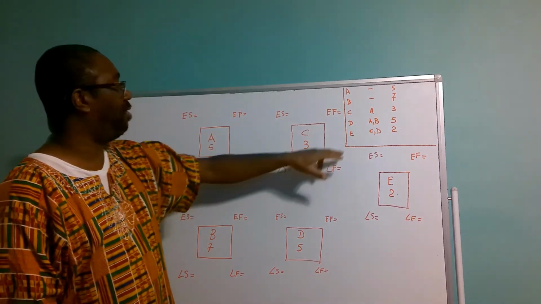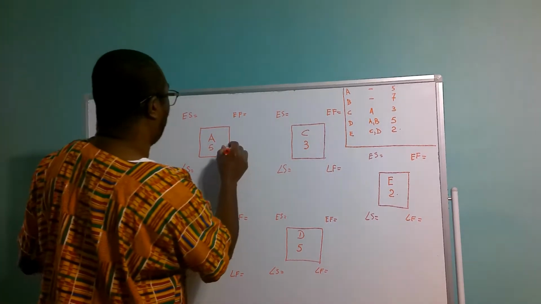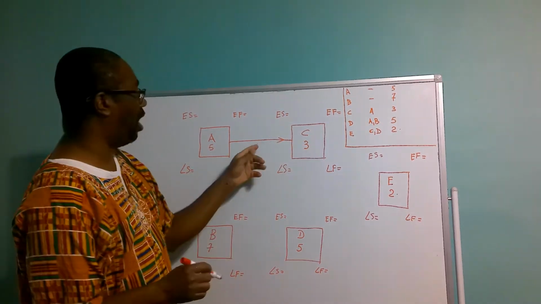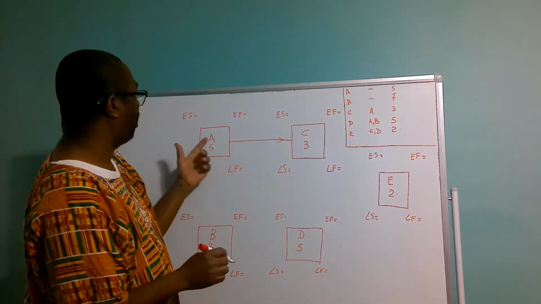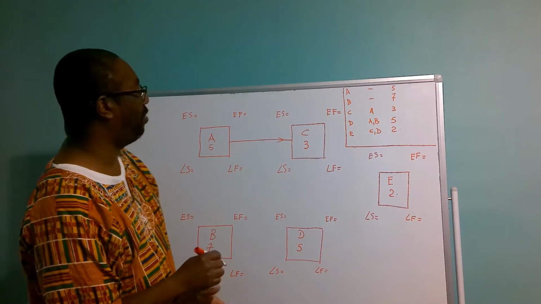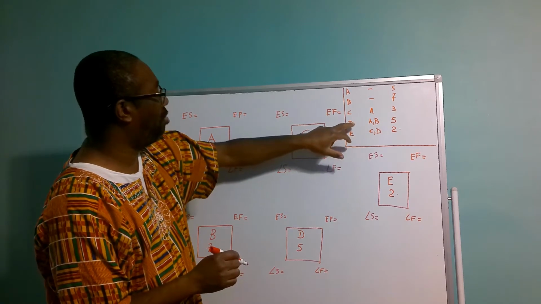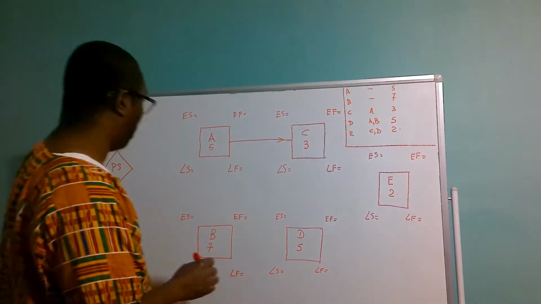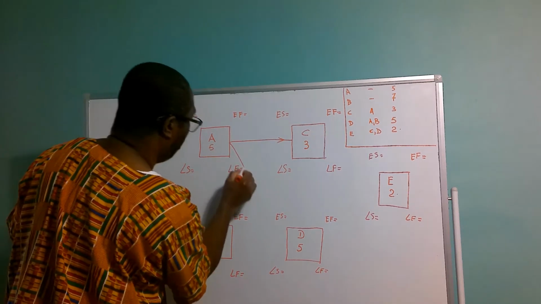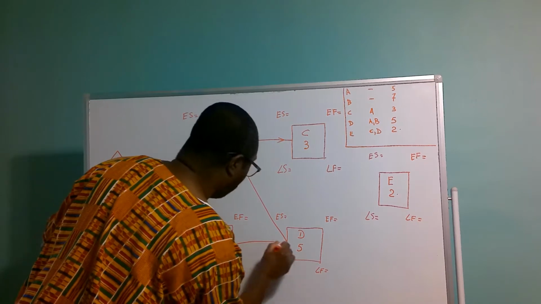And then we have C comes out of A. So we're going to link C to A like that. And note the arrow. The arrow tells you which activity is coming out of which activity. Then we have D comes out of A and B. So we have A and B here, and we have D. So we link A to D and B to D like that.